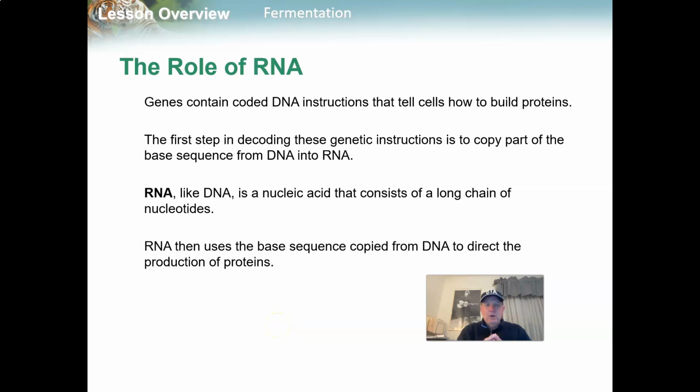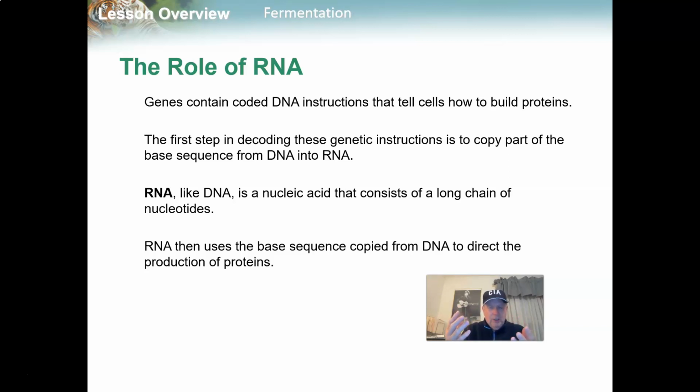Hello, friends. Today we're going to talk about RNA, ribonucleic acid, not to be confused with DNA, deoxyribonucleic acid. Let's get started. Genes contain coded DNA instructions that tell how to build proteins. Keep in mind, genes are those factors that get passed on from generation to generation that determine our traits.